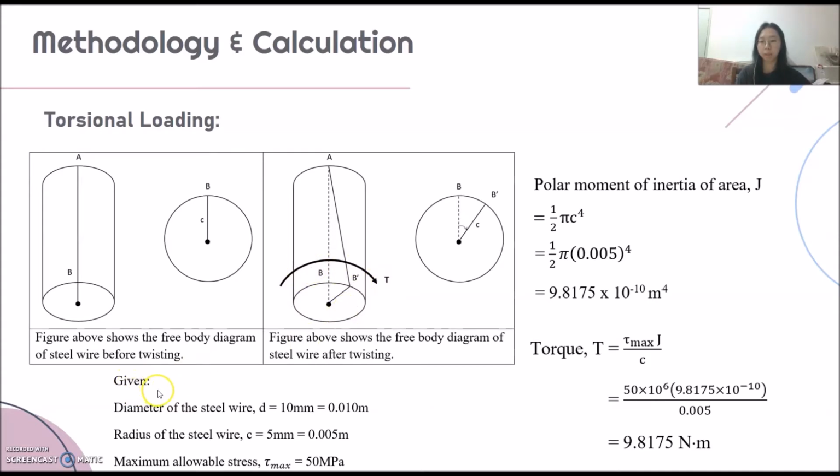Given the parameters, the diameter of the steel wire, the radius of the steel wire, and the maximum allowable stress, we can calculate the polar moment of inertia of area, J equals 1 over 2 pi c to the power of 4. So we get J equals 9.8175 times 10 to the power of negative 10 meter to the power of 4. Then we can calculate the torque, T equals tau max times J over c. So we get T equals 9.8175 Newton meter.